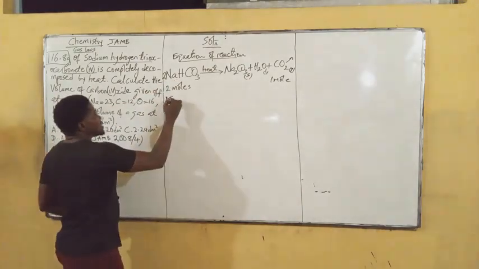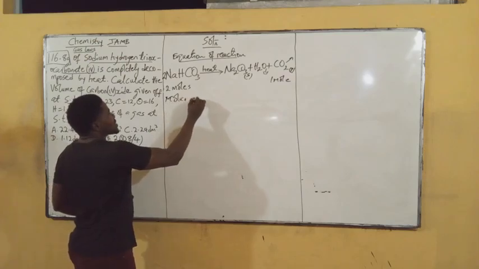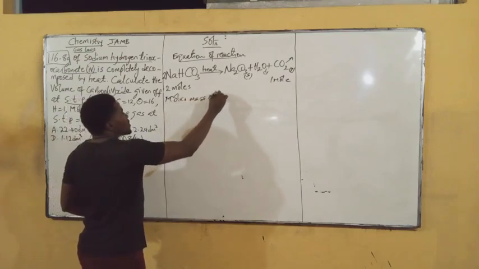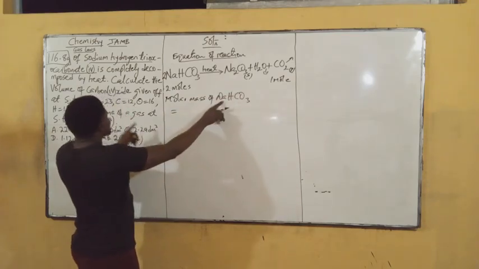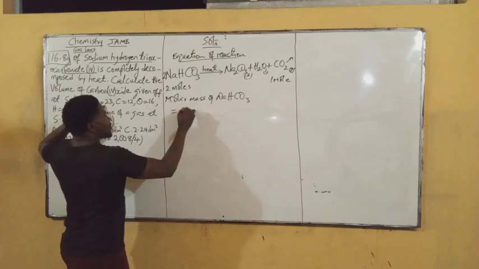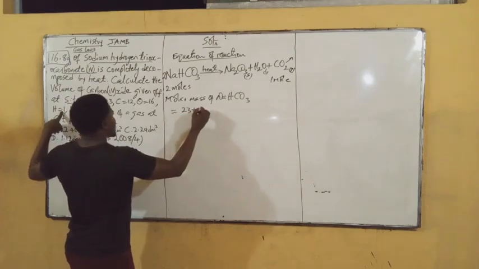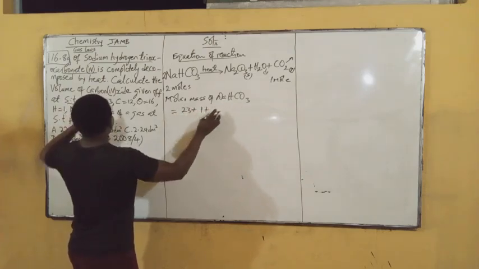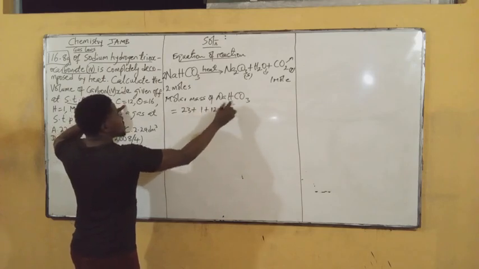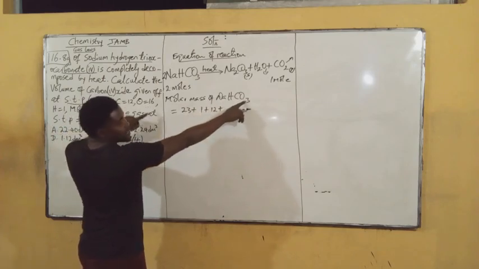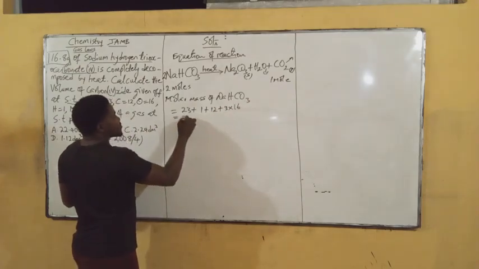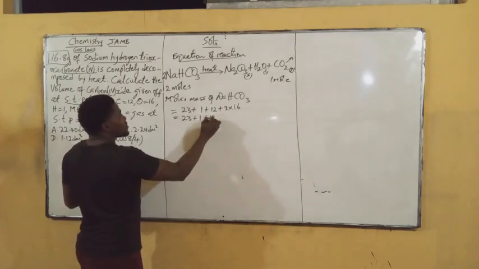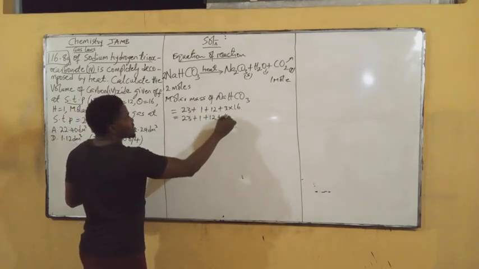So molar mass of sodium hydrogen trioxocarbonate(IV) will give us: sodium is 23, plus hydrogen is 1, plus carbon is 12, plus oxygen is 16, but we have 3 atoms of oxygen, that is 3 times 16. Adding on, we have 23 plus 1 plus 12 plus 3 times 16, which is 48.